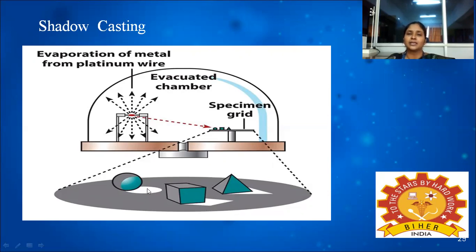Similarly, with biological specimens, after sectioning, you can place them on the grid and shadow cast with the help of heavy metals like platinum and phosphotungstic acid. These would get deposited on the surface of the specimen, and when you observe under the microscope, the outer structure and shape of the microorganisms will be visible. The shape of the microorganism especially is recorded with the help of the shadow casting technique.